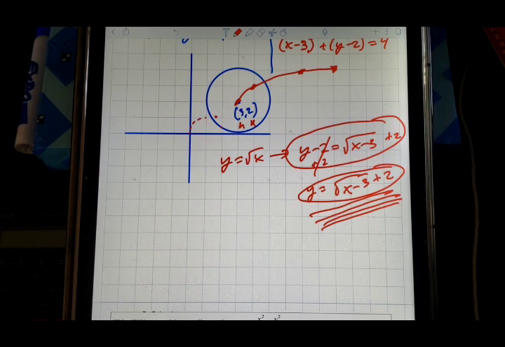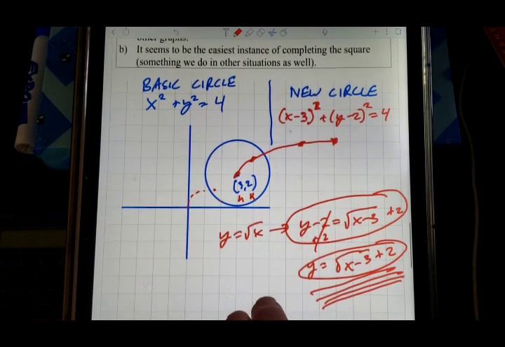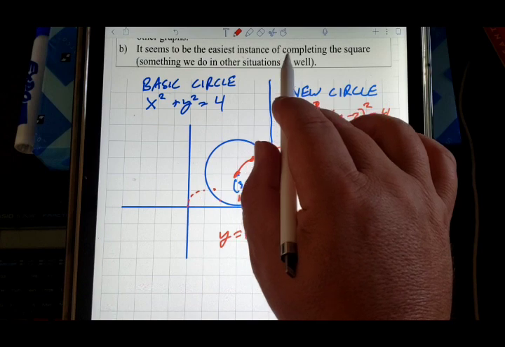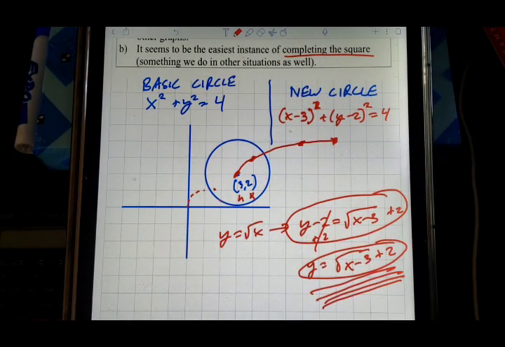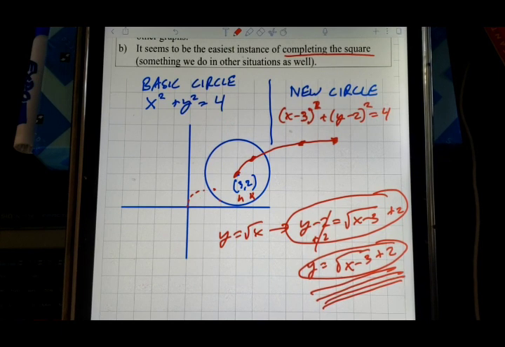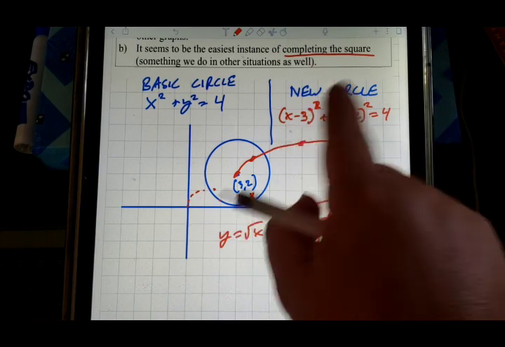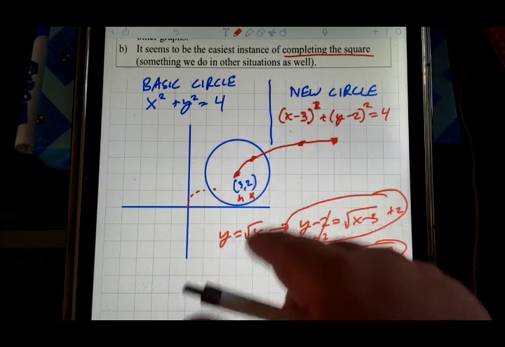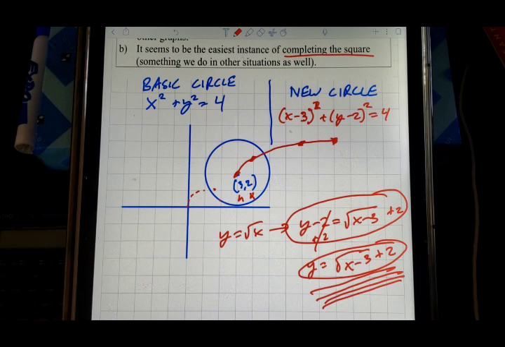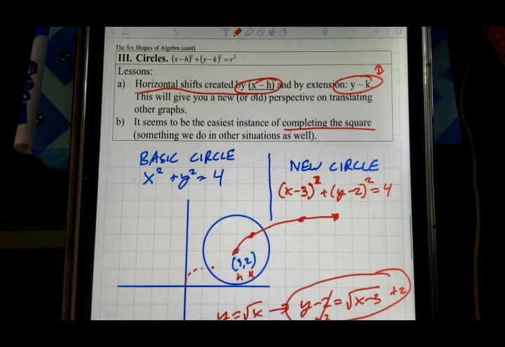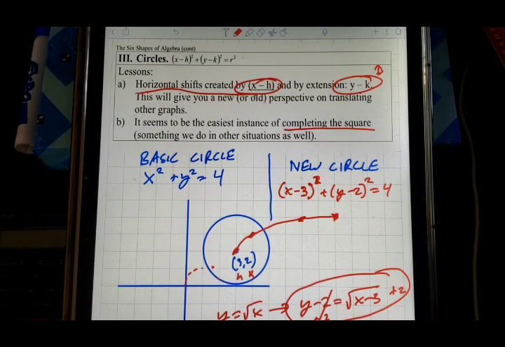I'm not going to do it here because I'm just talking about shapes, but it seems to be the easiest instance of completing the square. Completing the square happens 3 or 4 different times in an algebra class, but students seem to respect the fact that they have to complete the square for a circle, and they have a little trouble completing the square some other times. I just thought I'd throw that in there on my outline, but I won't do that. I think we got it.